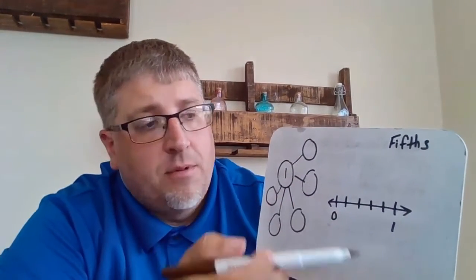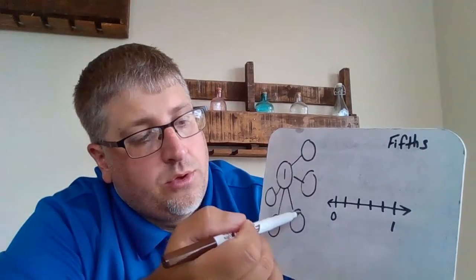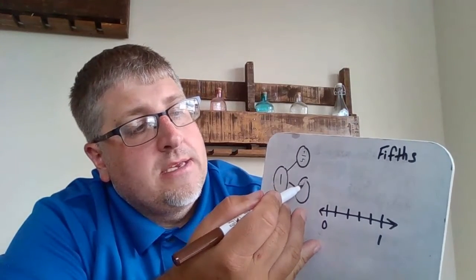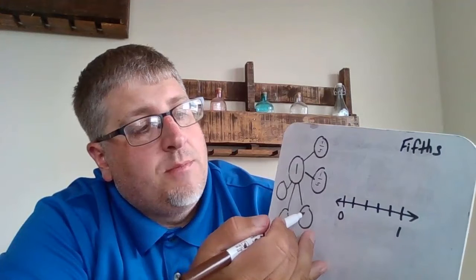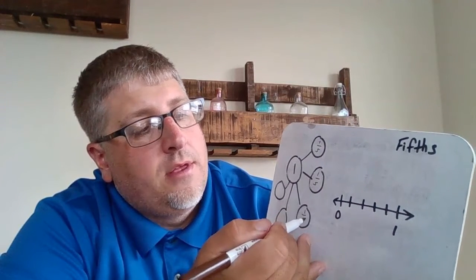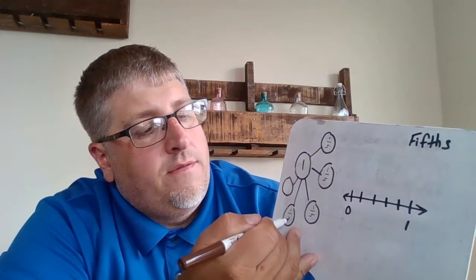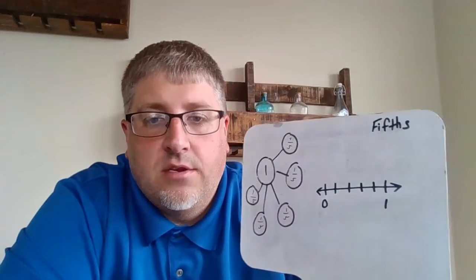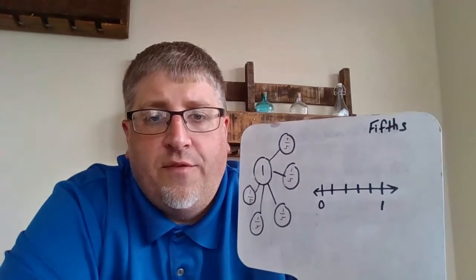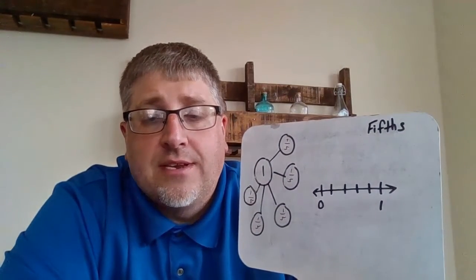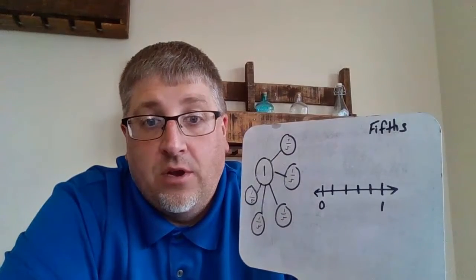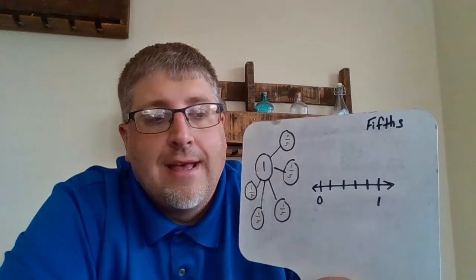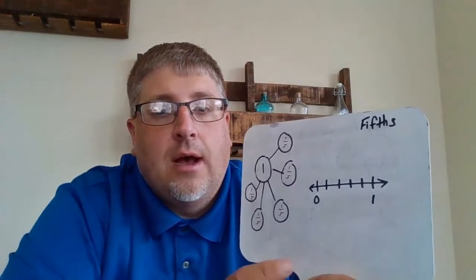So here I have a number bond. I have 1 right here, 1, 2, 3, 4, 5. So each piece of that number bond is 1/5, 1/5, and 1/5. So 5/5 would give us that whole. We're going to look at what it looks like on the number line now, and I'm going to actually show you where that whole number example is.